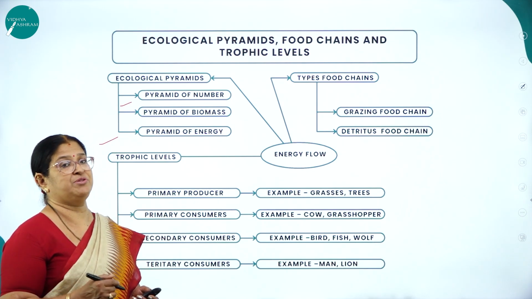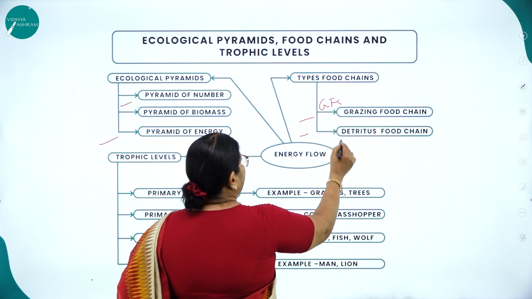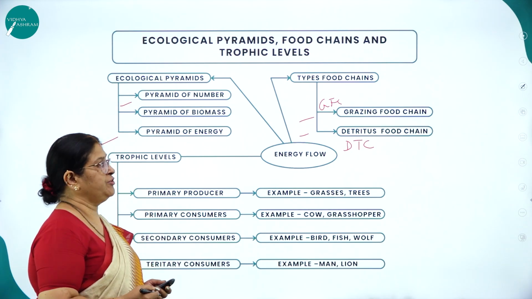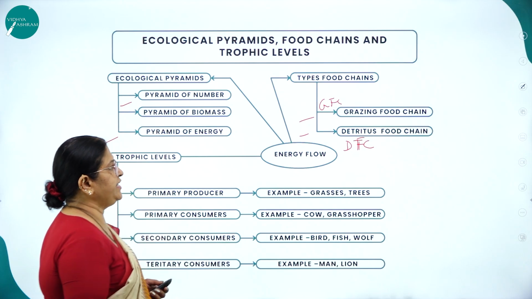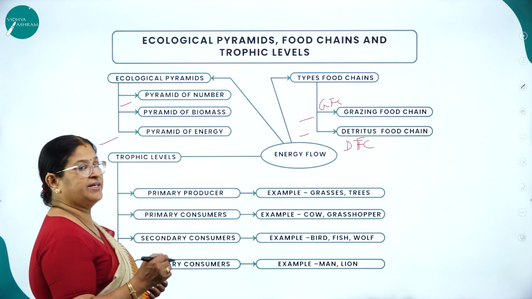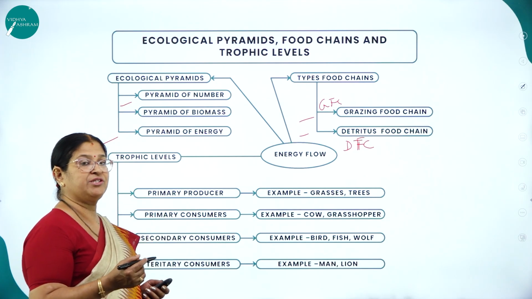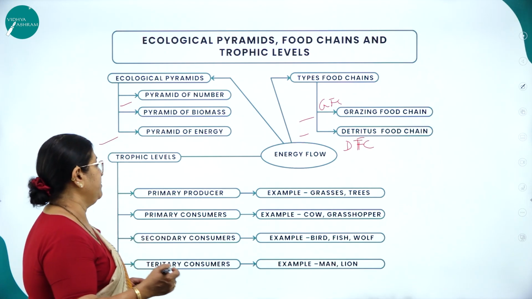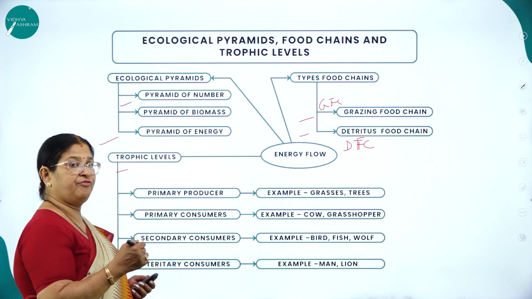So there are two types of food chain, namely grazing food chain, that is GFC, and detritus food chain, that is DFC. GFC, grazing food chain; detritus food chain, DFC. Then energy flow. Energy flow, I told you, is nothing but the transfer of energy in the food chain. Next, trophic levels. So there are different trophic levels.